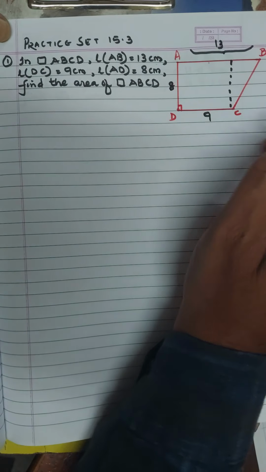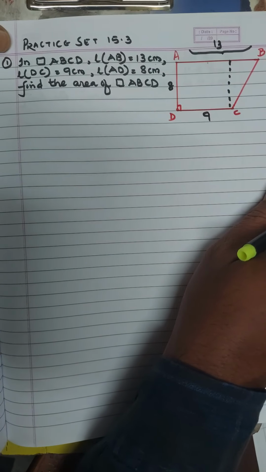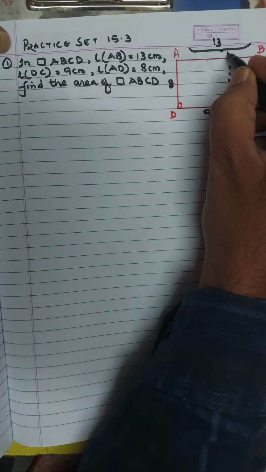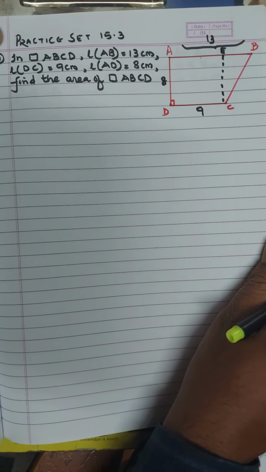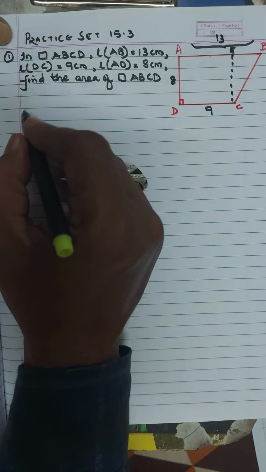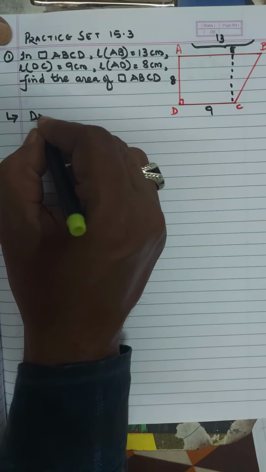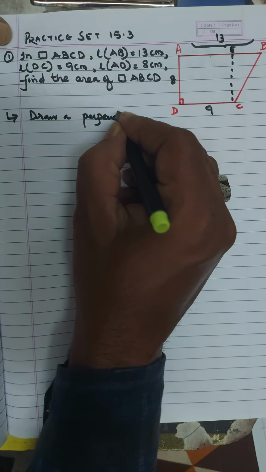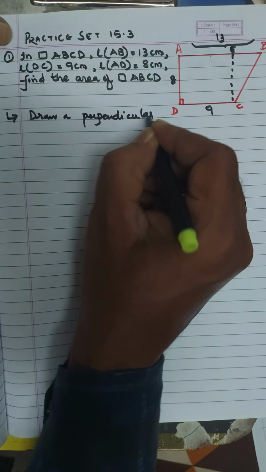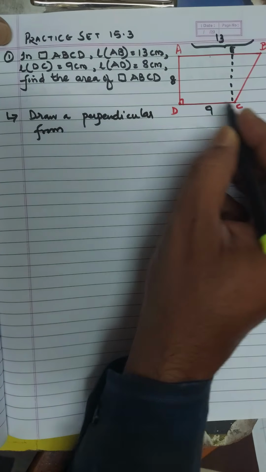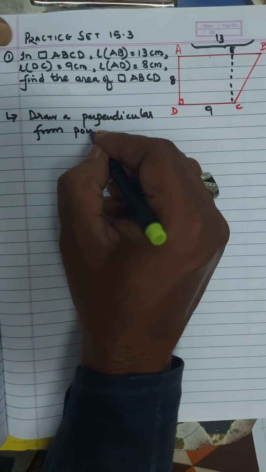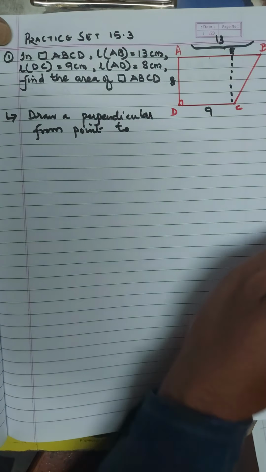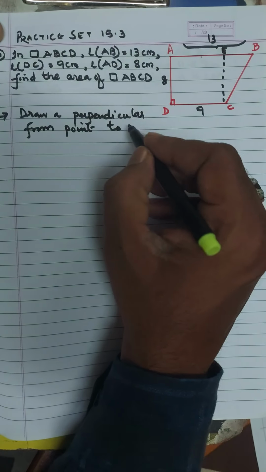Find the area. Now we have to draw a perpendicular line from C, and we can give any name here, so this is E. So what we have to do in the answer is draw a perpendicular straight line from point C to the line AB.